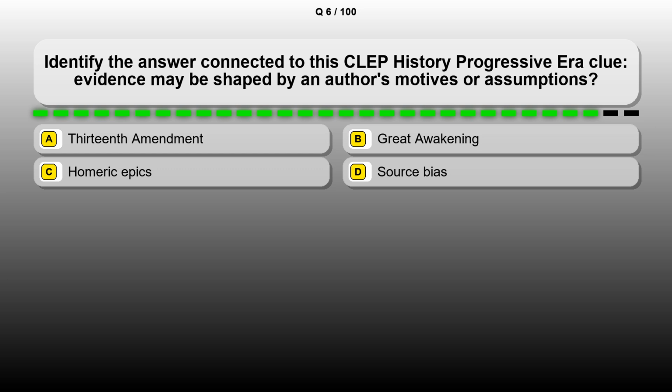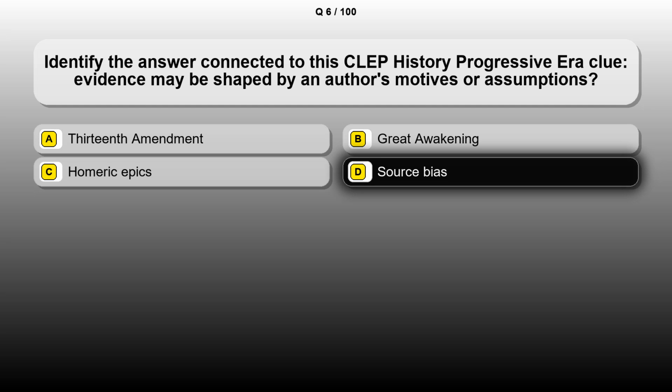Question 6. Identify the answer connected to this CLEP History Progressive Era clue. Evidence may be shaped by an author's motives or assumptions. Option A, 13th Amendment. Option B, Great Awakening. Option C, Homeric epics. Option D, source bias.